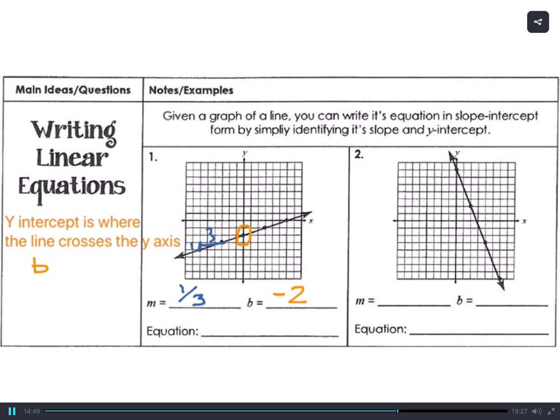And then to write the equation, it's going to look like y equals mx plus b, and I just put the m in here, and I put the b at the end. y equals mx plus b. All right, now just because the equation says y equals mx plus b does not mean that the b is always going to be a positive number. Okay, why don't you pause the video and try number 2.